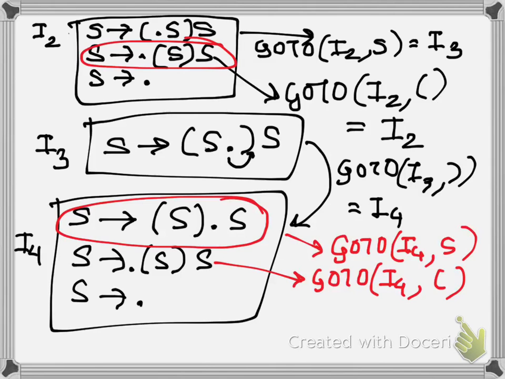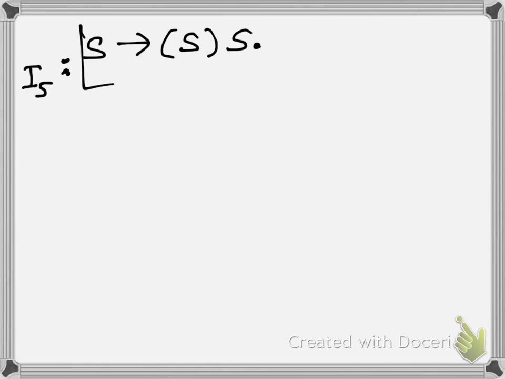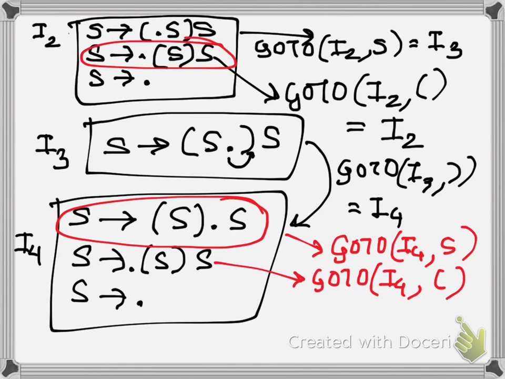So I4 on capital S, that is S derives this. Let's call this I5. So closure of I5 will contain itself, and the dot is at the end, so no more new items. This is the closure of I5. So I4 on S, Goto of this is equal to I5.